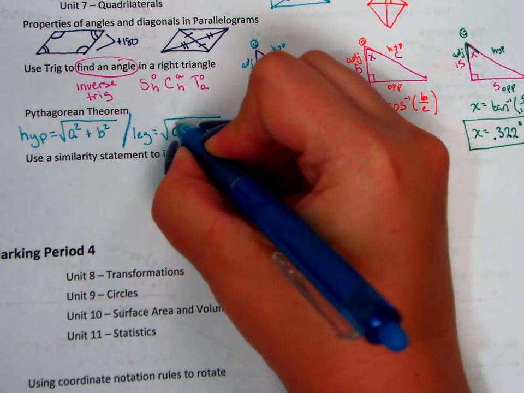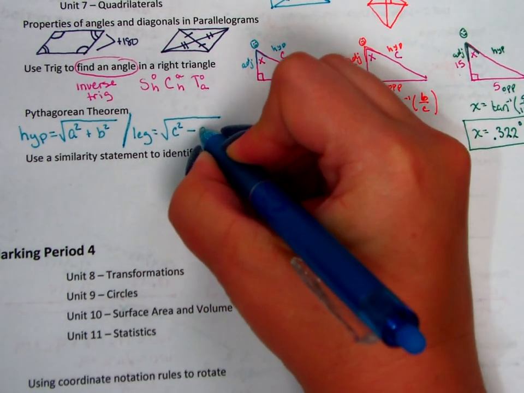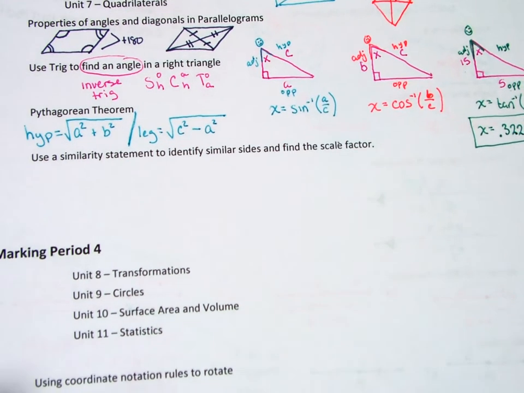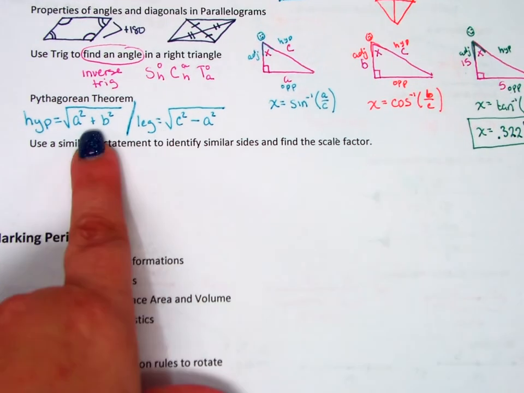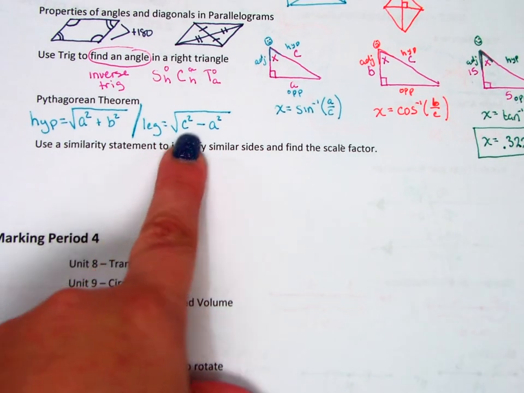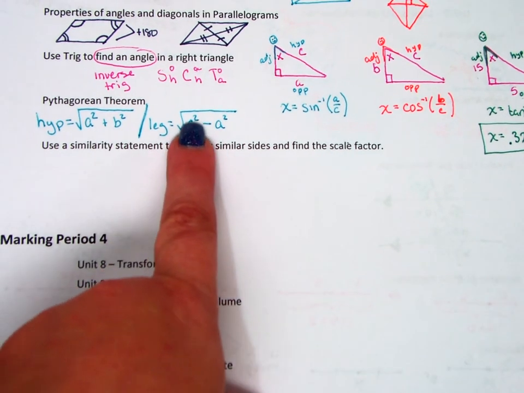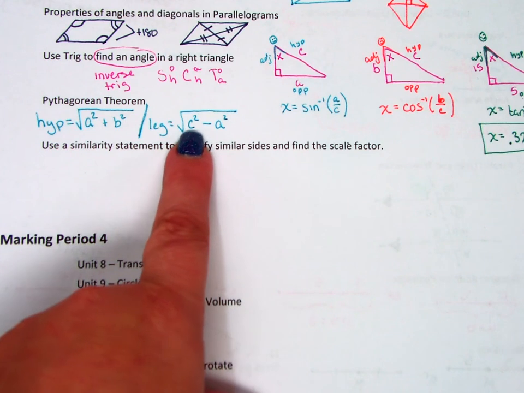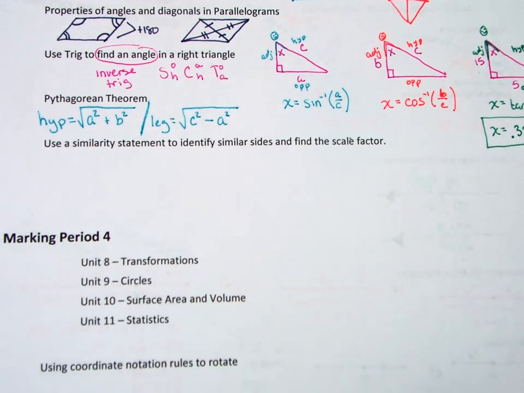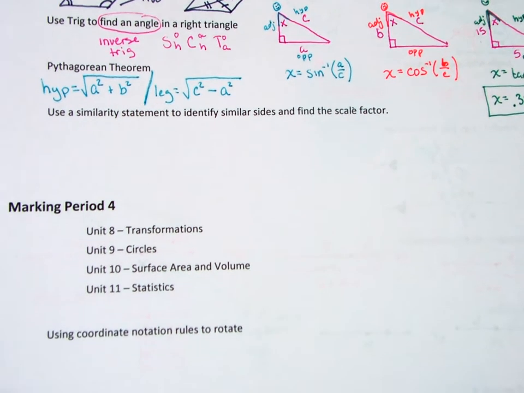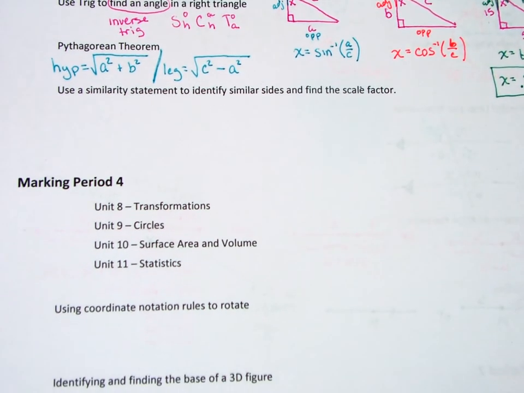The leg, if you need to find a leg, is the square root of your hypotenuse squared minus the other leg squared, A or B. Remember, the important thing is put the bigger side in first, especially on this one. It doesn't matter so much on the hypotenuse, but on this one it's going to matter when you're looking for the leg because you have to put in your hypotenuse squared first. So it'll give you an error if you get that backwards. Okay?